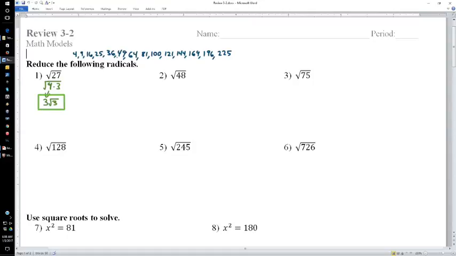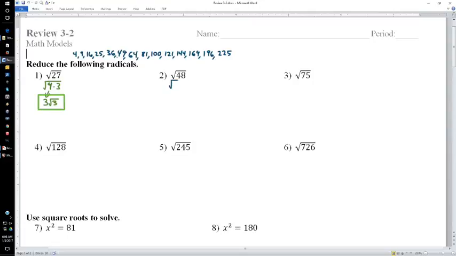Alright. Number 2 is the same way. Now, lots of things go into 48. 6 goes into 48, but 6 is not a perfect square. What we want to use is, there's also 4. 4 goes into 48, and 4 is a perfect square. But you'll see if I use 4, you're going to have to do this twice. So I'll show you with the 4 real quick.